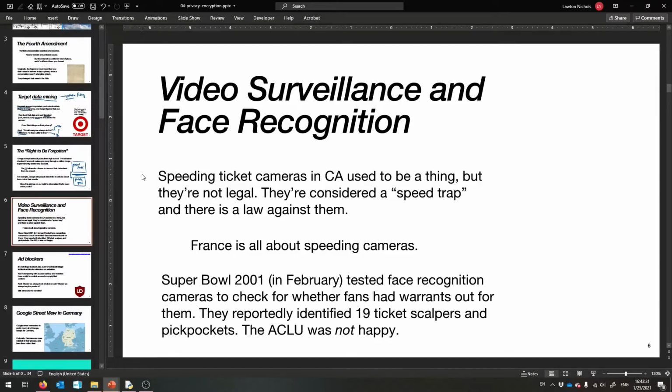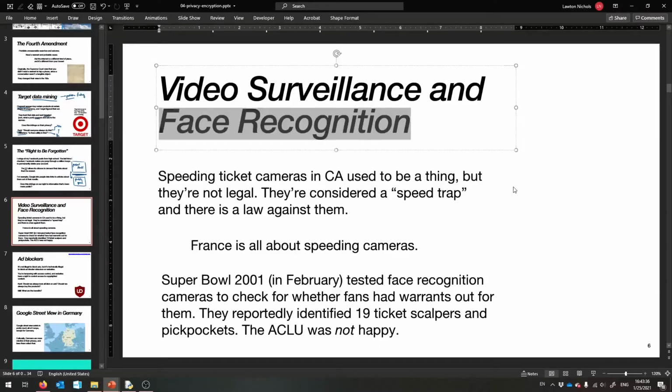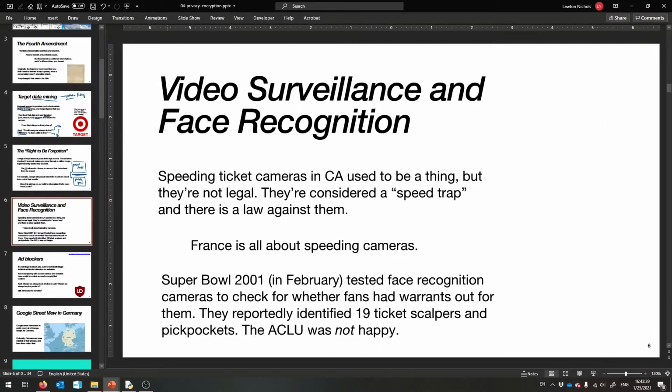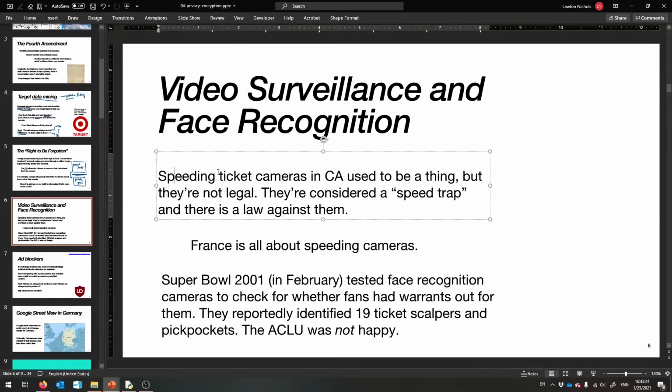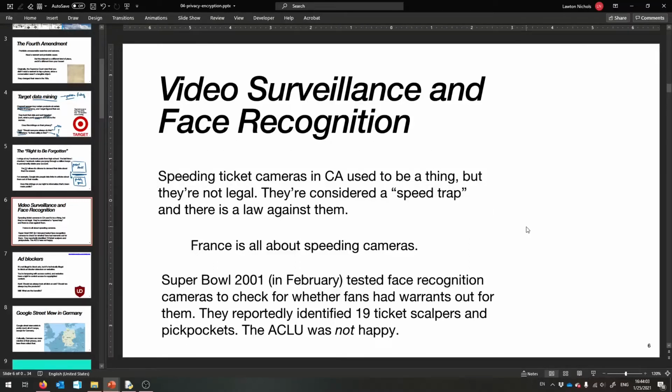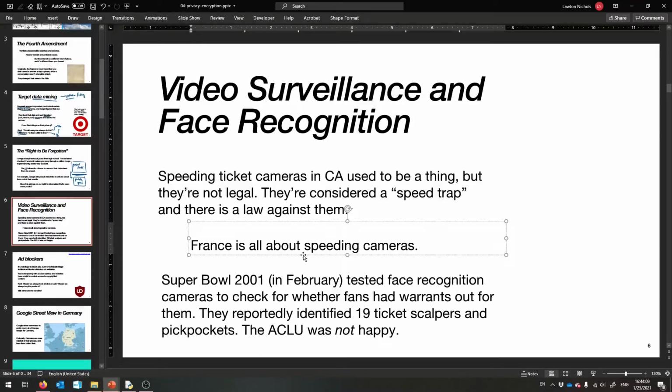Okay, now let's talk about video surveillance. Because we've gotten good with machine learning, we can now recognize faces quite well. All right, so let us talk about driving. You used to be able to have these speeding ticket cameras in California, okay? But they eventually overturned them because they are not legal. They are considered to be what's known as a speed trap, and there is a law in California against those, okay? So we don't like that, and that is good, I guess, in my opinion. Less tickets for us, right?